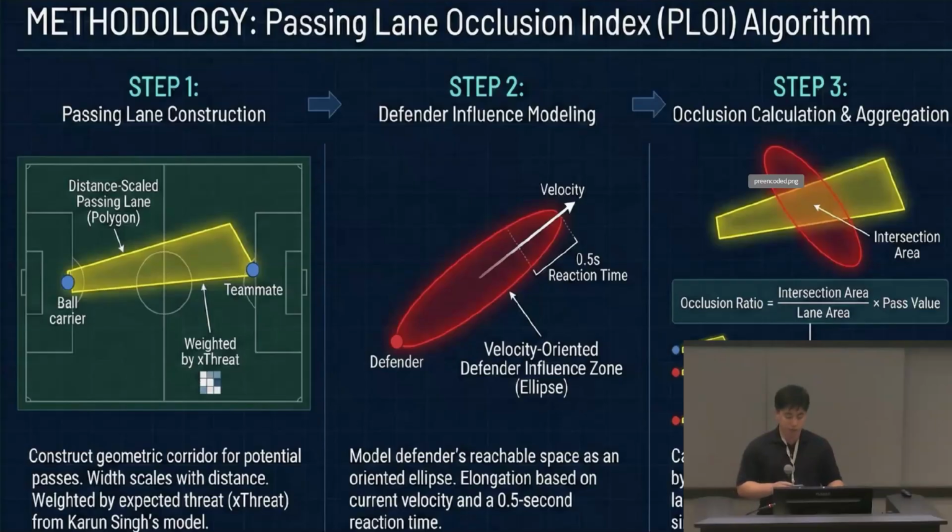Concretely, pass value comes from a 16:12 xT grid trained on 2021 to 2024 NWSL and WSL data. Then we take the delta xT from the ball carrier to the receiver, flooring all negatives at 0. One more important but nerdy tidbit is that each defender gets independent credit for their occlusion. So even if the team's occlusion would sum past 100% on a given lane, that's intentional, because we're measuring capability to deny the pass, not allocating a single team share.